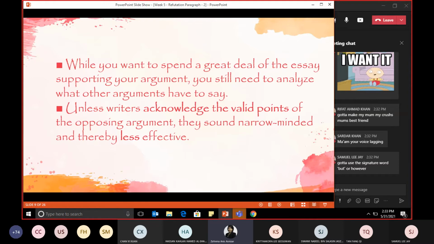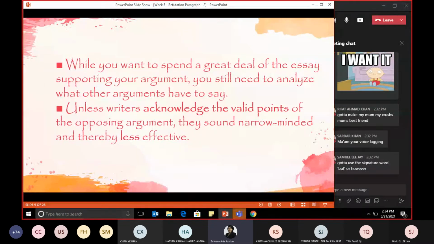So unless writers acknowledge the valid points of the opposing argument, they sound narrow-minded and thereby less effective. So you want to be a professional. For instance, you are chairing a meeting now, you are the CEO of the company, and you are getting your staff and employees to provide feedback or solutions or suggestions. If you want to make sure that everyone respects you as a boss, as a leader, you must listen to them. You must provide opportunities to all your staff and employees to share what they think about the topic or the issues, so that they know you acknowledge their effort to provide solutions or information, for the sake of the company. Okay, that's the intention of writing an argument and a refutation paragraph.